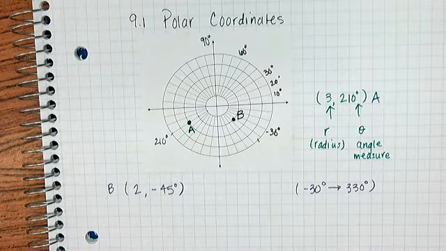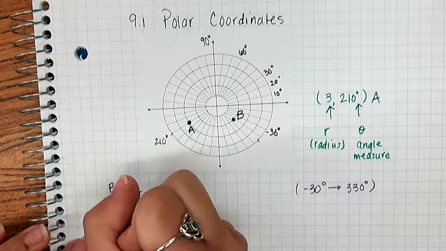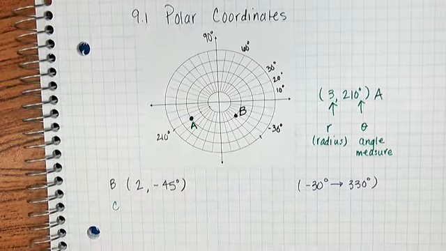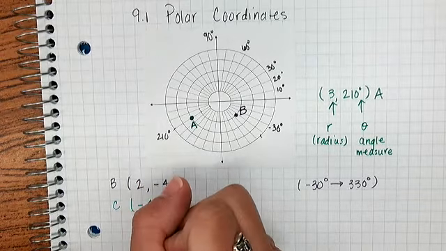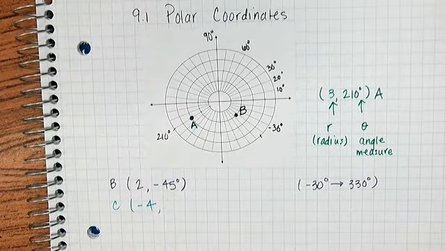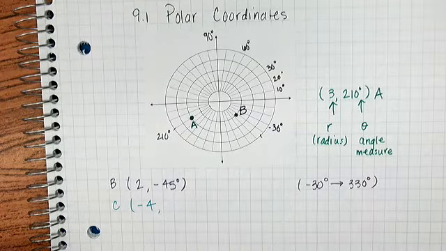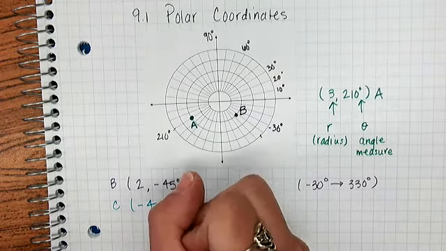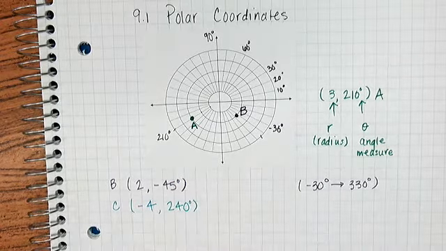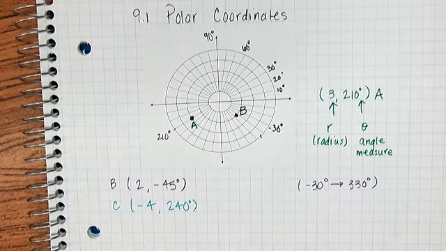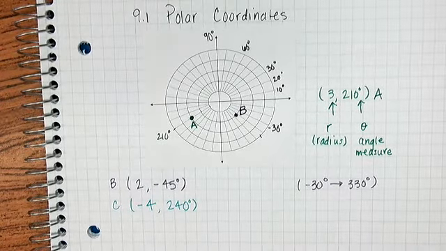Let's do one more. Let's do a negative radius, actually. Okay, let's do point C. How about negative 4, and let's do 240. This is going to be interesting. How do you graph a negative radius?